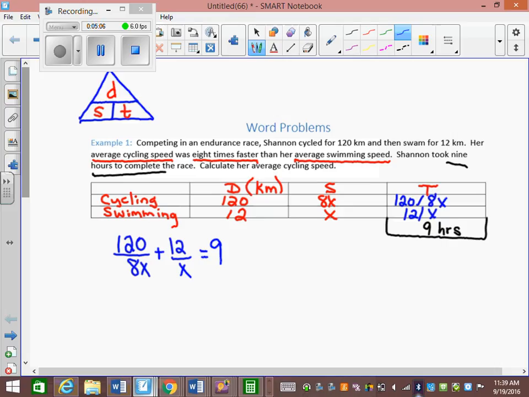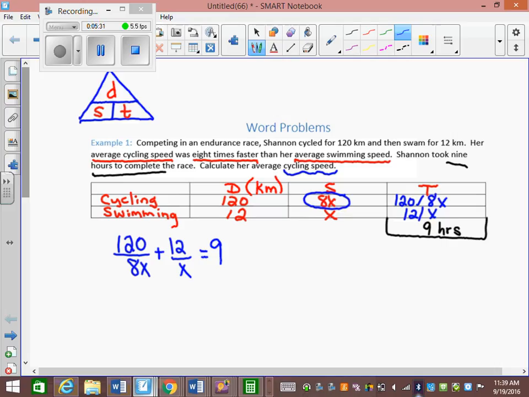Okay? So they are asking me for the cycling speed. If I give my answer as x, I find out what it is and tell you that's the answer to this question, actually x is the swimming speed. So that answer would be wrong. You have to take whatever you find x to be and multiply it by 8, and that will actually be the correct answer. It's asking me for the cycling speed.